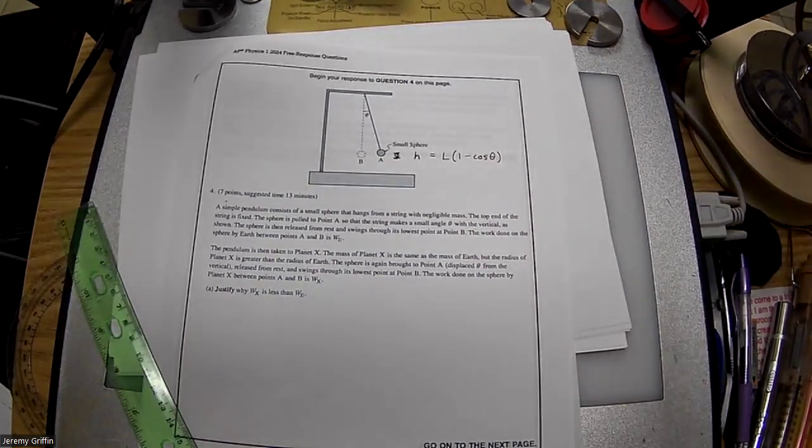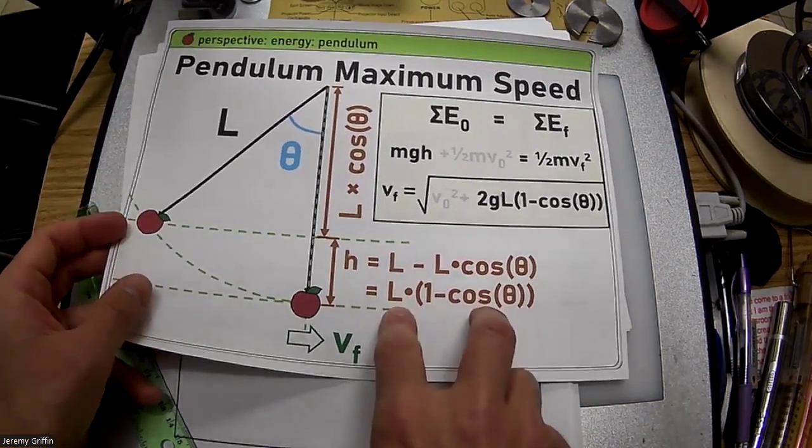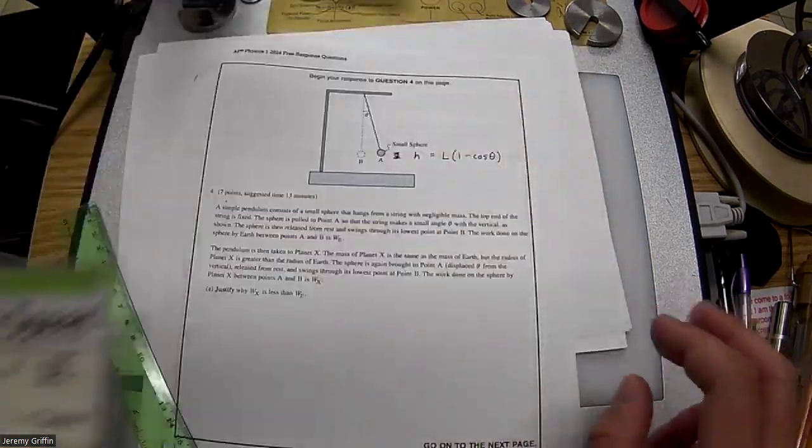Let me find it, I know I have a poster to back that up too. Let me dig through these real fast. There it is. It's right here. All right, so you guys remember this one? So L times 1 minus cosine theta. It's the height change. Okay.